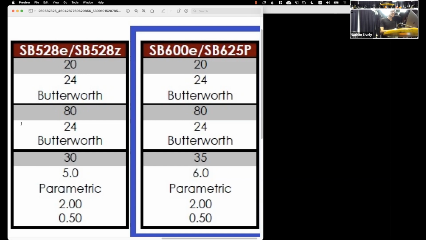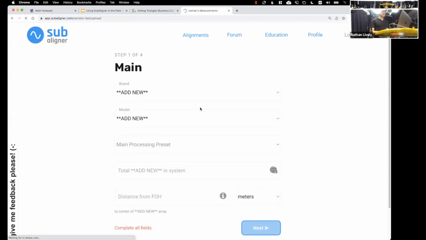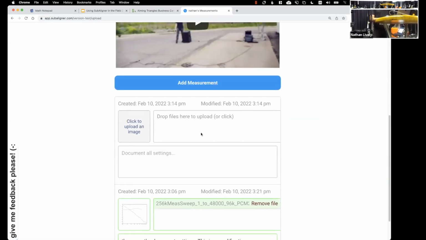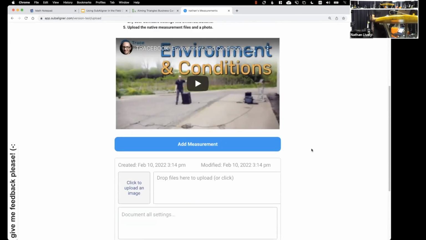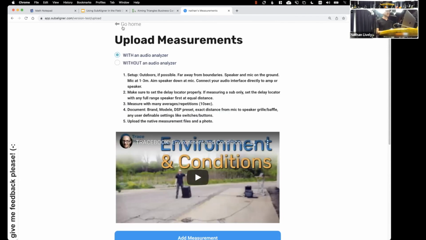So if you can't get this information for some reason, the manufacturer is no longer in business, or you can't get any information, then yeah, you have to figure it out yourself. And if you want your custom measurements to be in SubAligner, you need to measure them and send them to me. So either upload them to Tracebook, or if you go to SubAligner and you choose Add New, it's going to take you to this page where you can also do some uploads. It's almost the exact same as you would do in Tracebook. I still need the same information, and all the instructions are here, but we can talk more about this if anybody wants to.